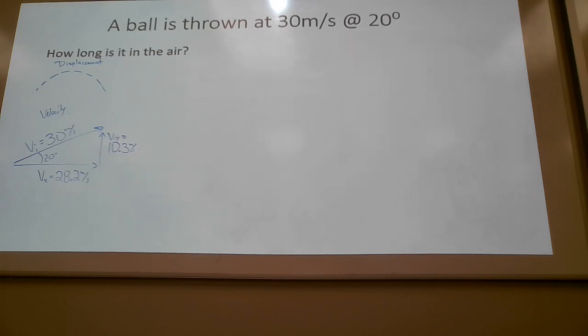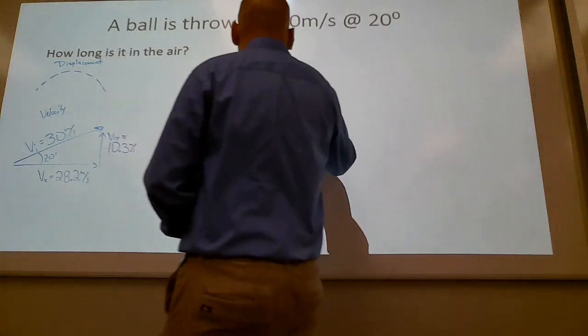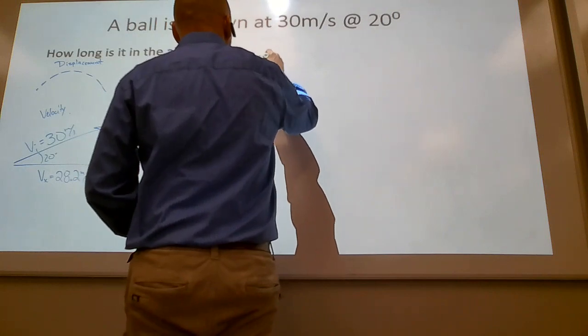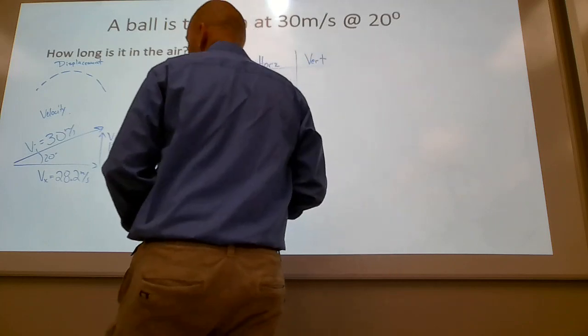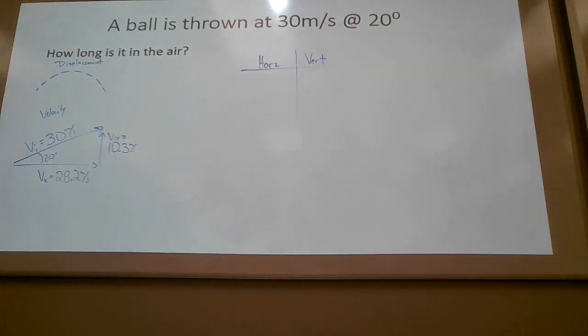How are we doing? You get it? Okay. Next step is to define your variables. Put them in the chart. So identify as many variables as you possibly can for this given scenario.